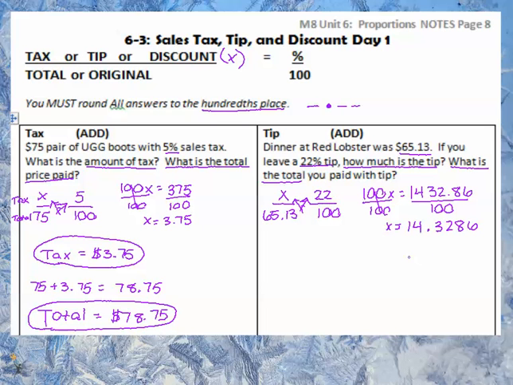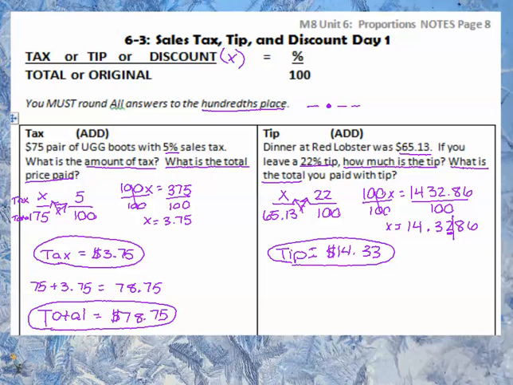Now remember, I can only have 2 places after the decimal point for money because I'm trying to figure out what my tip is going to be, and tip is money. So 1, 2, I'm going to draw a bar. I'm looking at this 2. Does the 8 round the 2? In this case, the 8 does round the 2, so the tip is going to be $14, and 32 bumps from the 8 to 33 cents. So $14.33 is my tip, but I'm not done there.